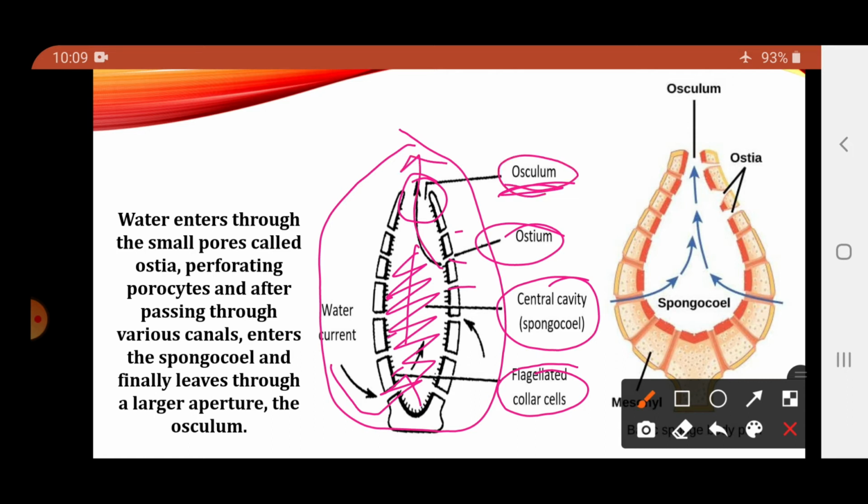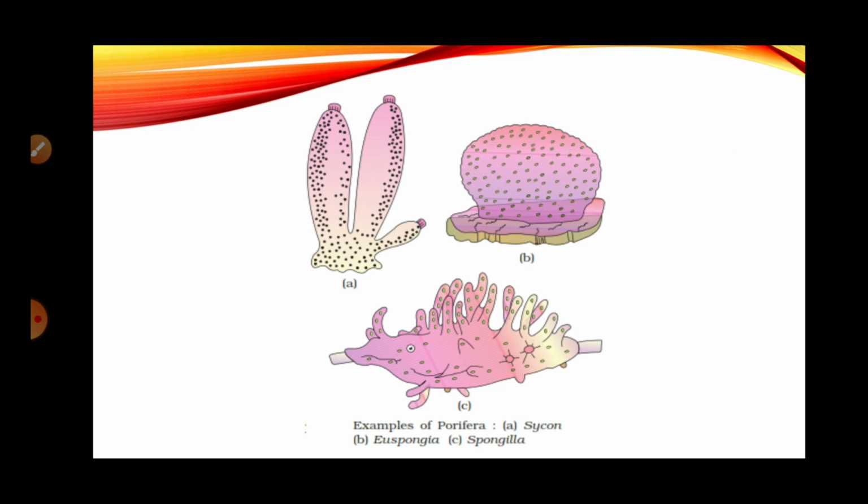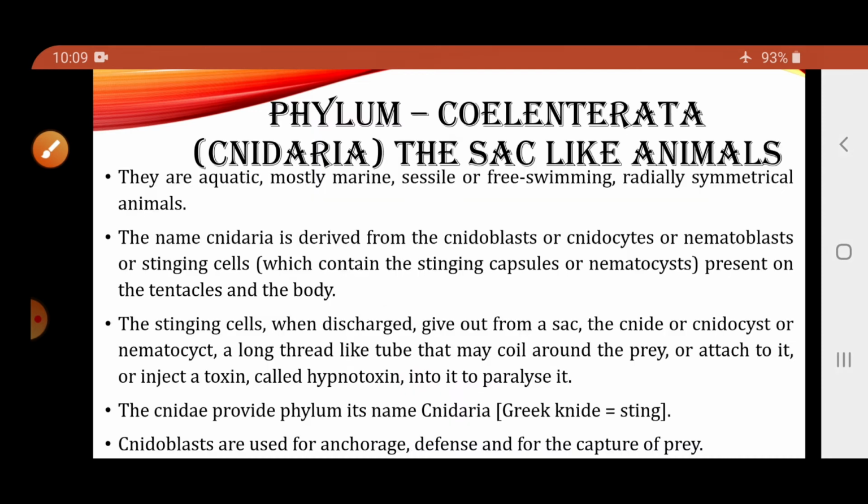And what is that larger opening called? It is called the osculum. So this is the water canal system. You can see ostia, spongocoel and the osculum. These are the diagrams of some poriferans. So this is a Scypha, this is Euspongia and this is a Spongilla. So that is regarding the poriferans.